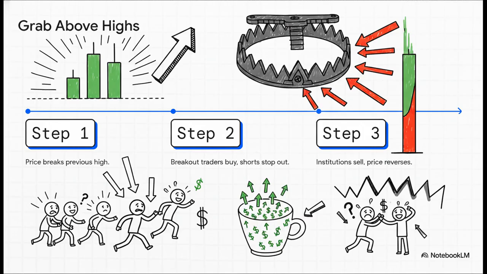And then, Step 3. The trap snaps shut. Institutions sell their huge positions right into that flood of retail buying. The price reverses, closes lower, and leaves behind a massive upper wick. Those buyers? Completely trapped.